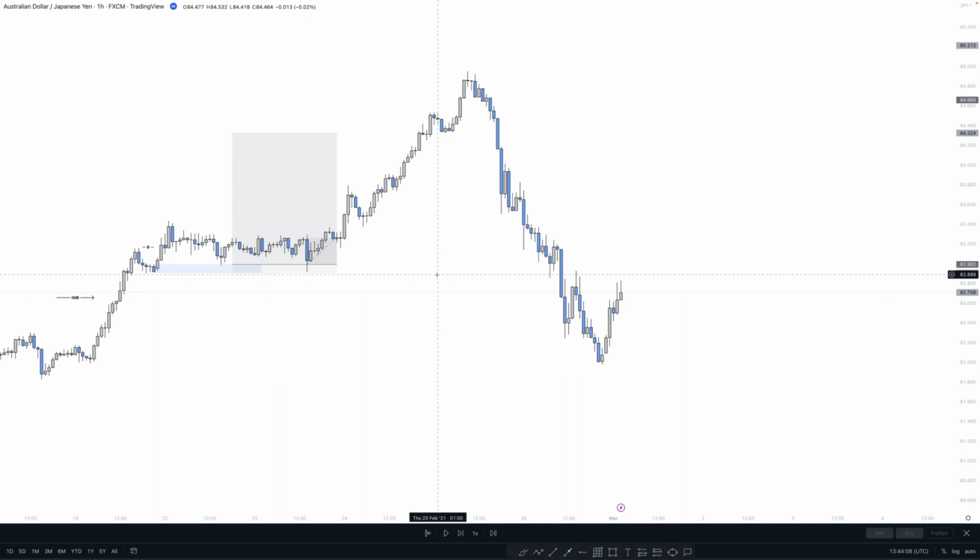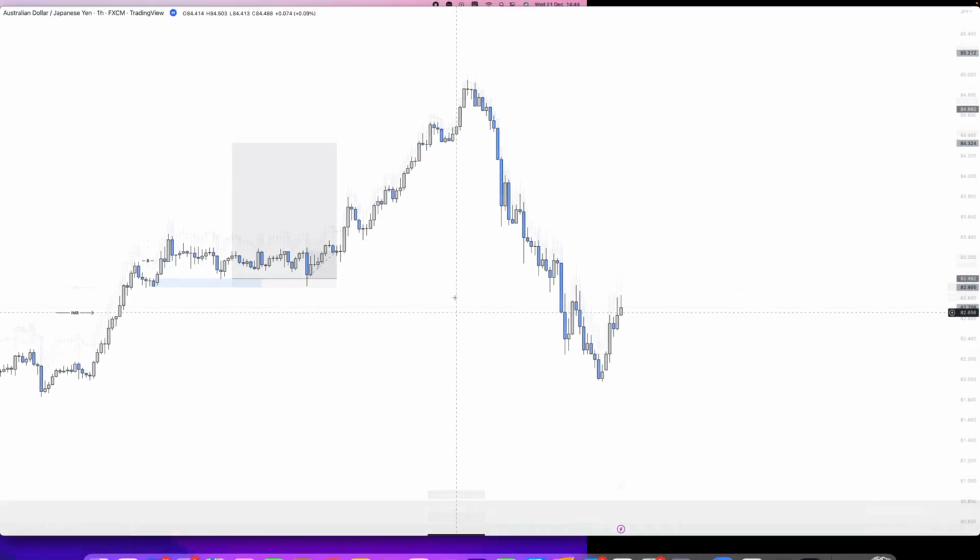But again, just a quick example that imbalance doesn't need to get filled right away, and sometimes you can take advantage of the price action. So this is why you never want to have a bias when you're trading, bullish or bearish. You do not care about that. You care only about price action and what price action is telling you.